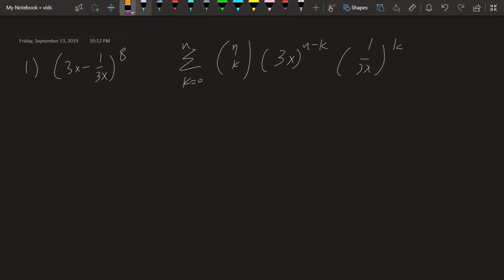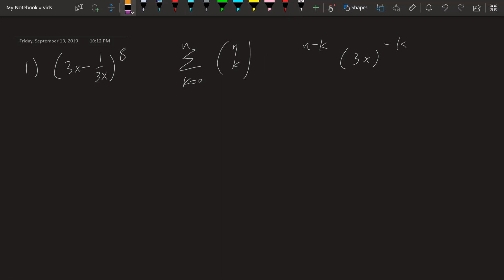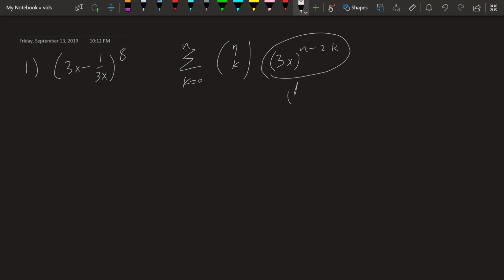1 over 3x raised to the power of k is just 3x raised to the power of minus k. I already showed you how. So let's just rewrite all of this into just 3x raised to the power of n minus 2k, right? Simple math. Now, what we're trying to do is to find the constant term. What does constant term mean? It means that we don't have a variable. Now, we need this to be equal to some number that does not have a variable, no variable.